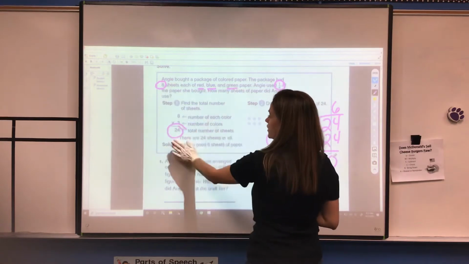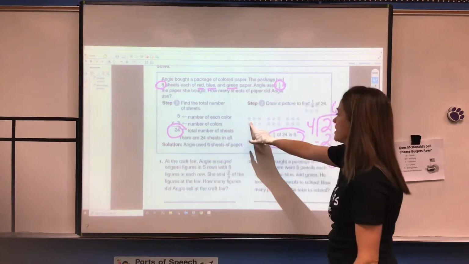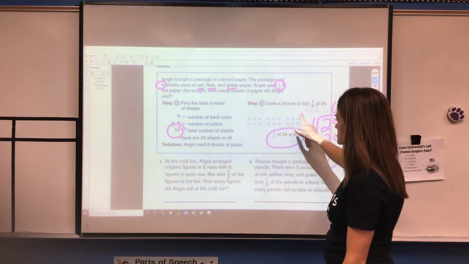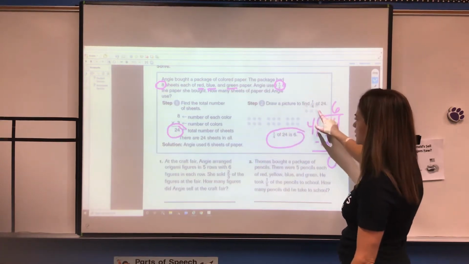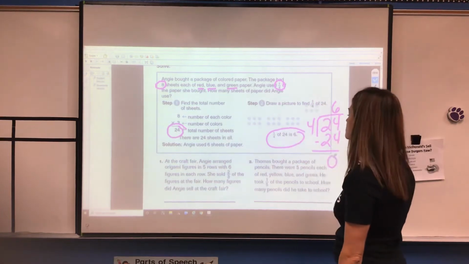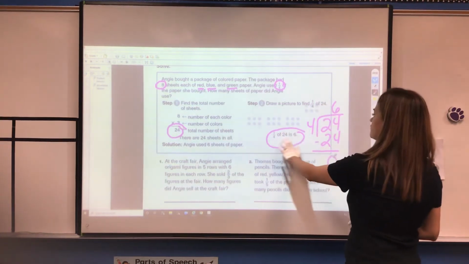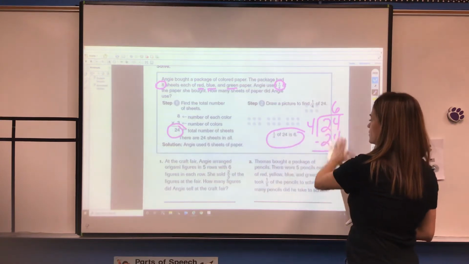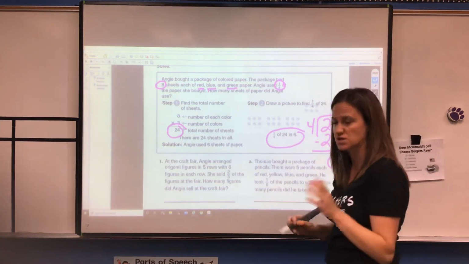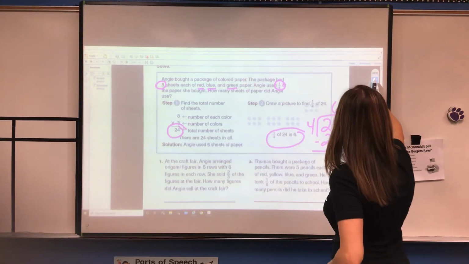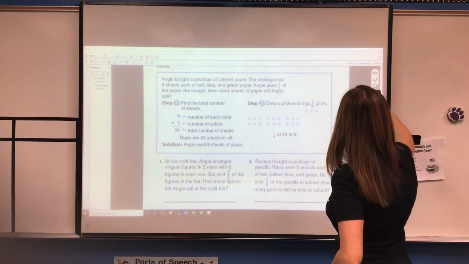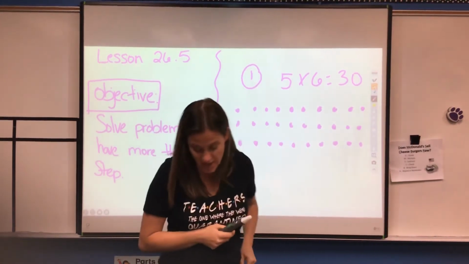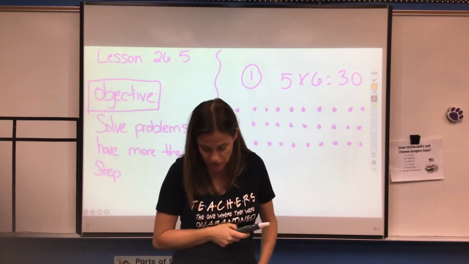So the first step is to find out the total number of sheets. 8 times the 3 different colors gave them 24. They made an array of 24. There's 6, 6, 6, and they have 6 up here because that's 1/4 of the 24. Or, like I said, if the numerator is 1, you can take the total number of sheets and divide it by the denominator, which also gives you 6.